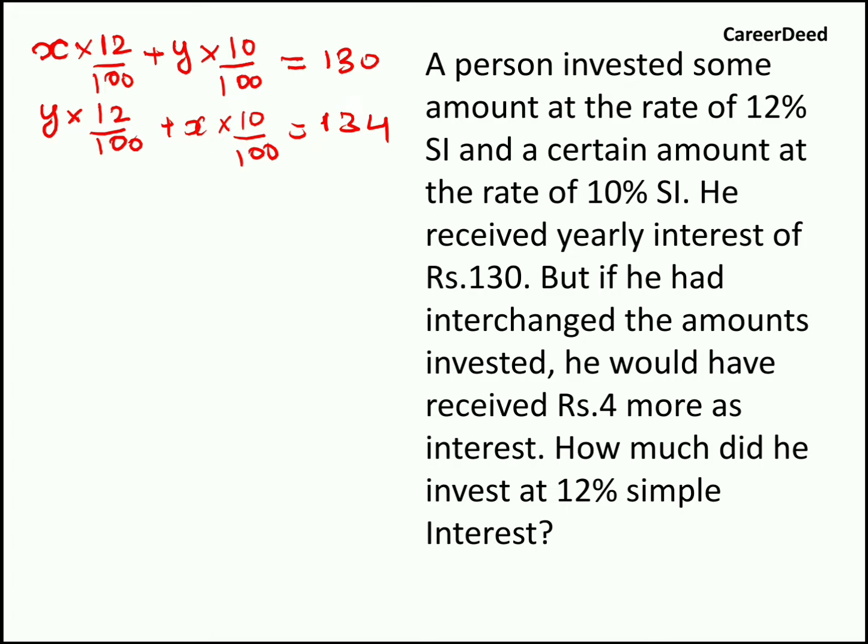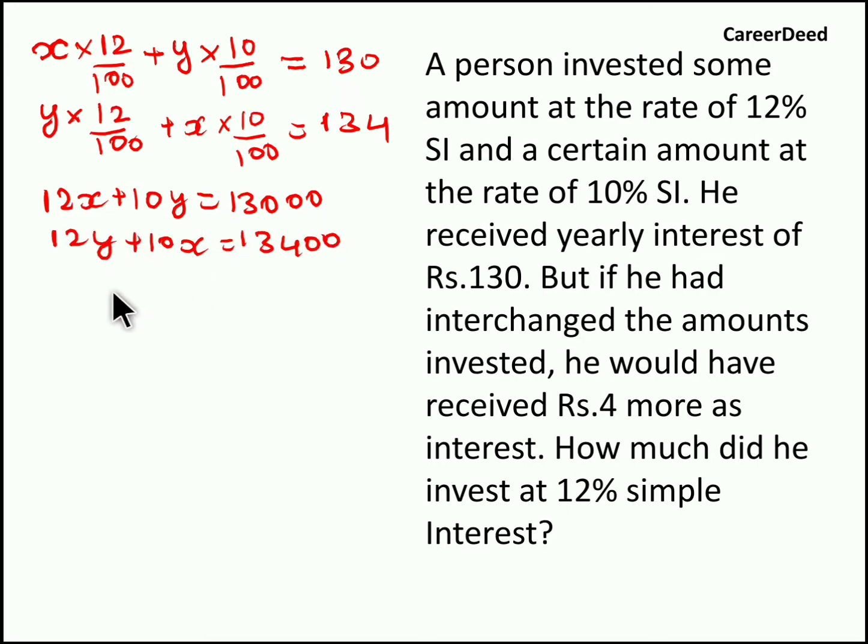Here you have two equations, right? So when you solve it, 12 into x, y into 10. So you can bring the 100 to right hand side. You get 12x plus 10y equal to 13000 and 12y plus 10x equal to 13400. So you can reduce both the equations by 2.